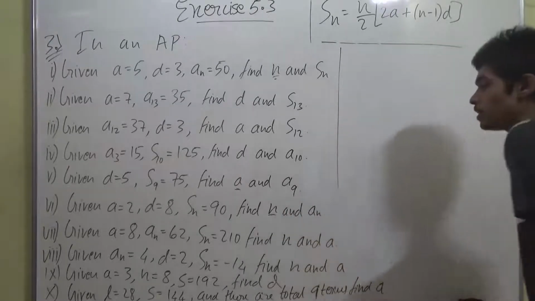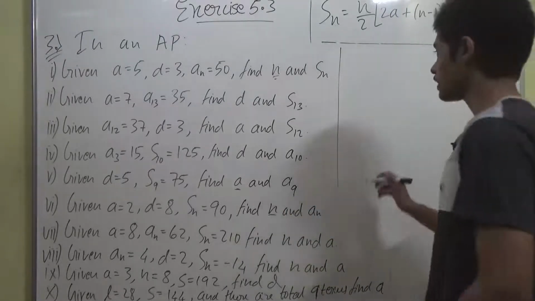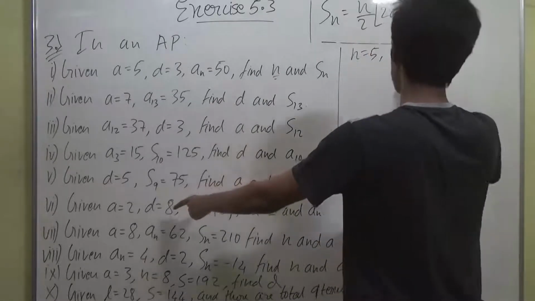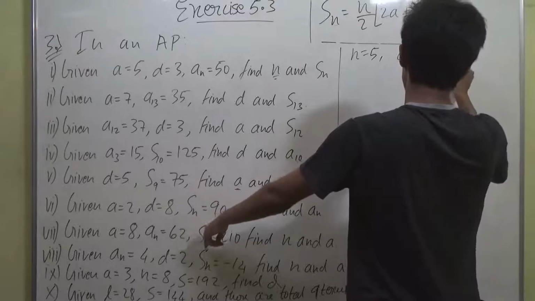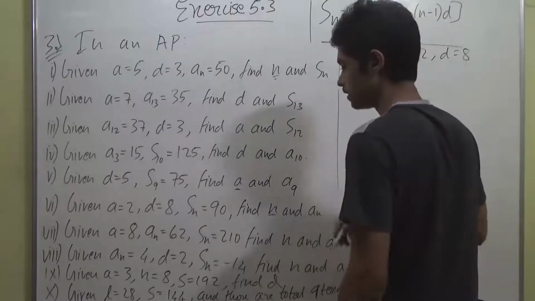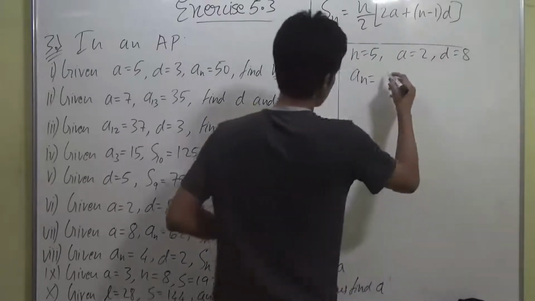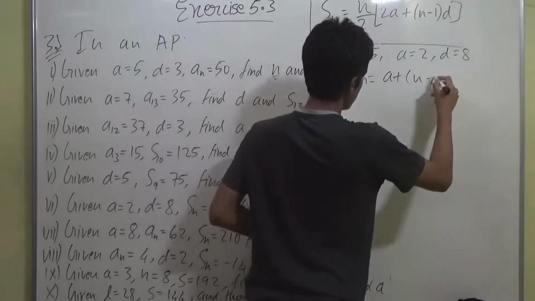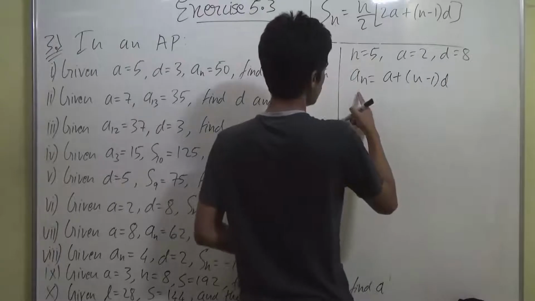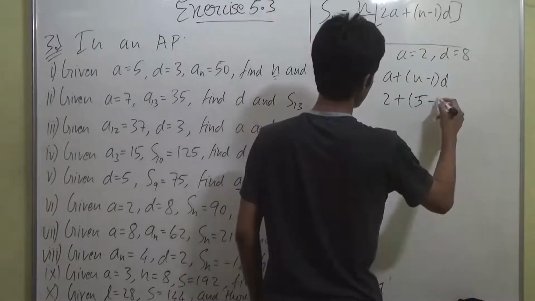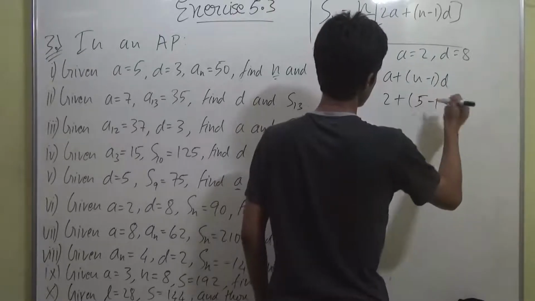Okay. So now we have to find the a of n. So n we got as 5, right? N equal to 5, and a they gave us as 2, and d they gave us as 8, right? Now the only thing which we have to find is a of n. So a of n equal to a plus n minus 1 into d. So is equal to a is 2 plus n is 5 minus 1 into d.